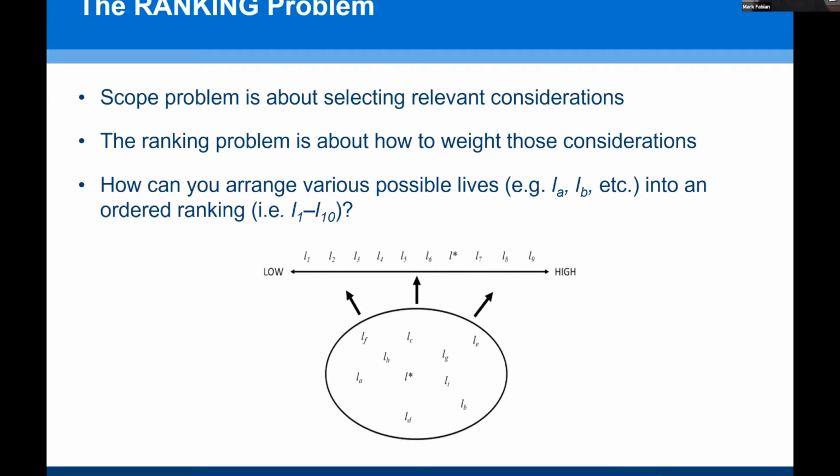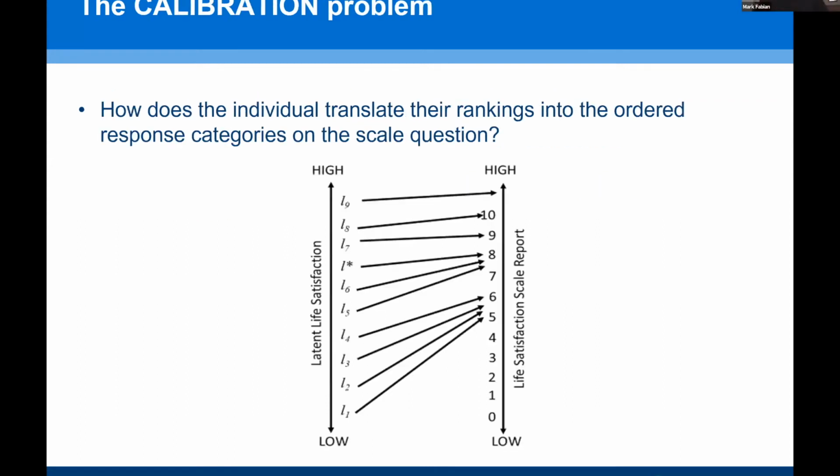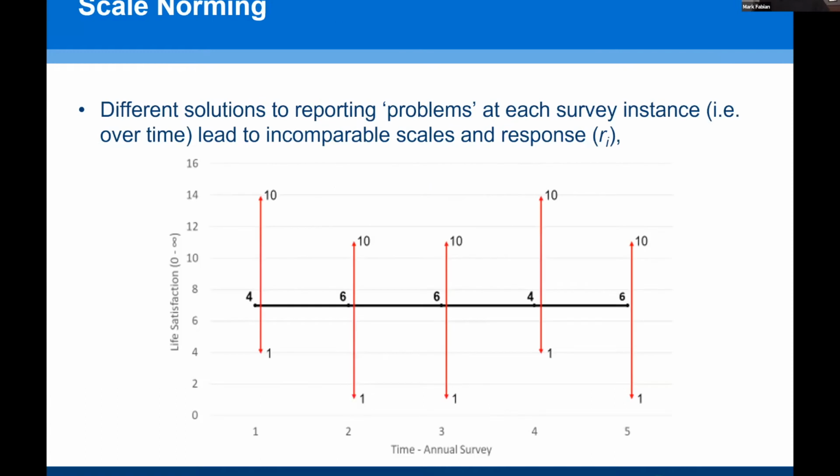Another way to think about it is, how do you arrange this nebulous collection of possible lives that you've assembled into a ranking and an ordered vector? The calibration problem is then how you map that vector, which might be hundreds or even thousands of possible lives, into the limited number of response categories that you have on the response scale, and how do you pile different lives into individual numbers.